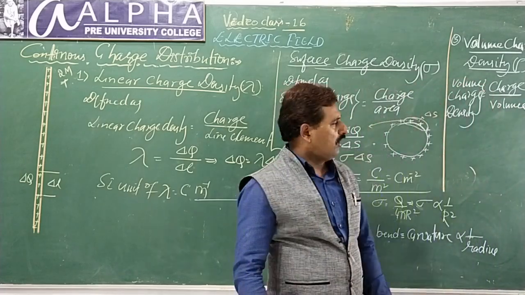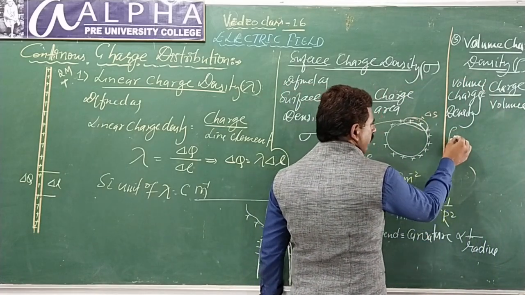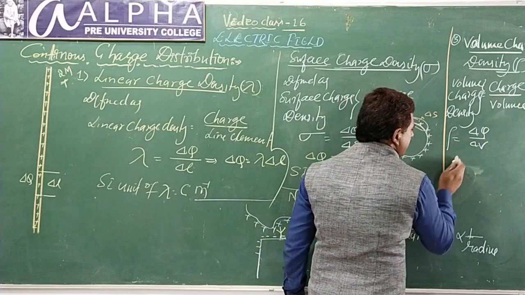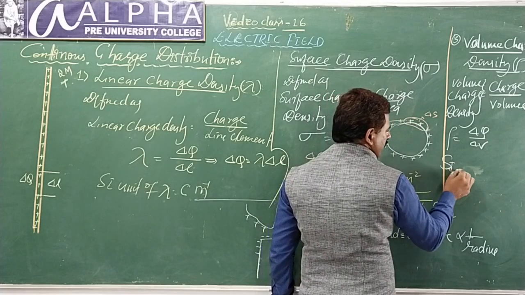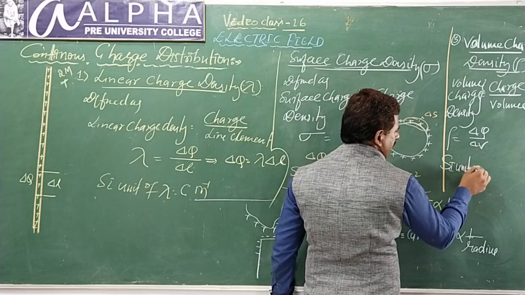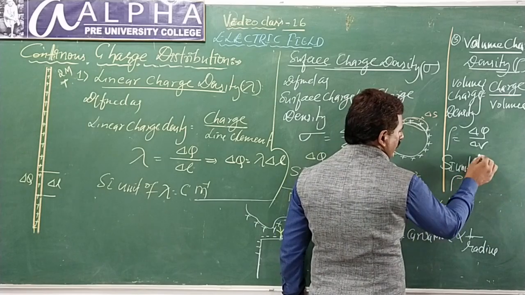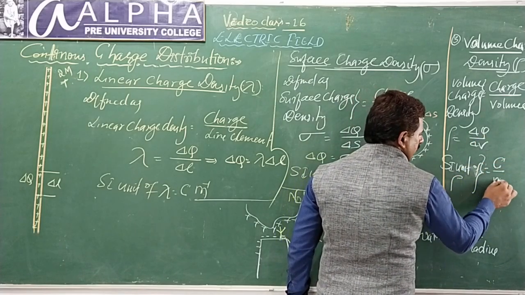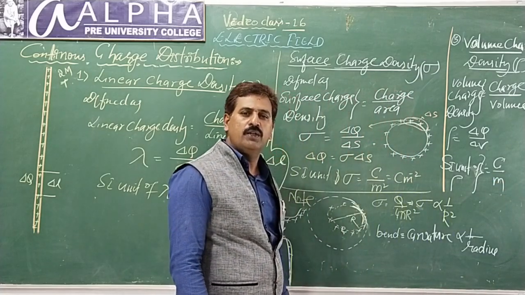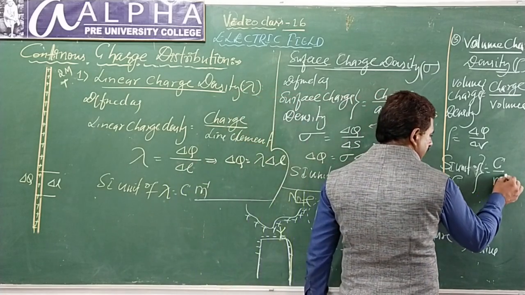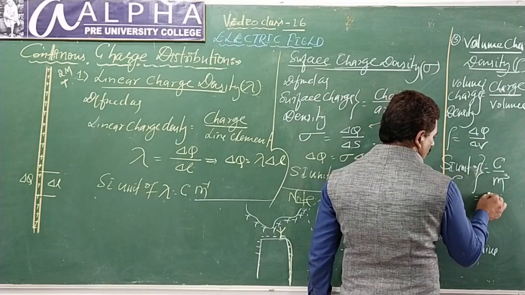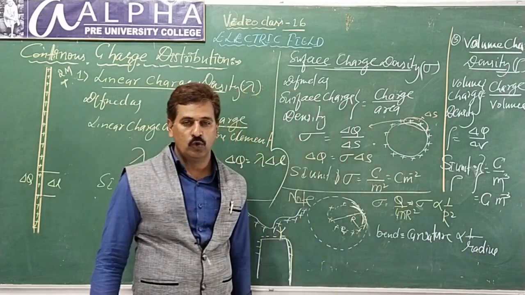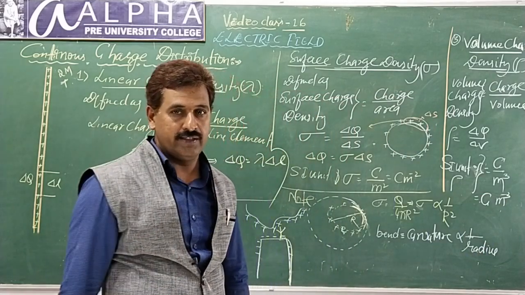So, let's write this symbol. Rho equals charge delta Q divided by delta V. Once you define it this way, what is the SI unit? The SI unit of rho is charge, coulomb, divided by volume. What is volume? Length into breadth into height. That's why meter cube. So coulomb per meter cube. That's the idea. Right, students?